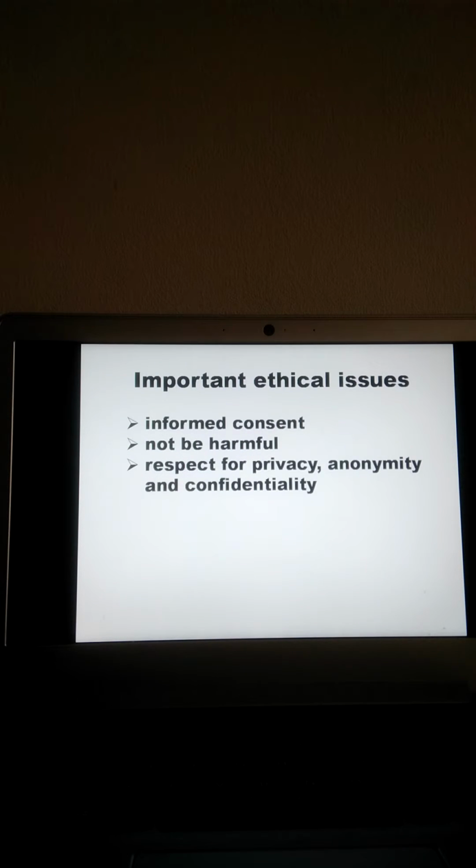The next part is that we should learn some important ethical issues when we do the study. After I searched for the information, I mainly found these three aspects. The first one is informed consent. It means that when the researcher is conducting research, the participant should knowingly, voluntarily and intelligently, in a very clear and manifest way, give his consent. It means that the researcher can't force the participant to do the study.